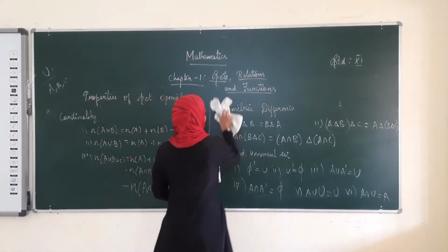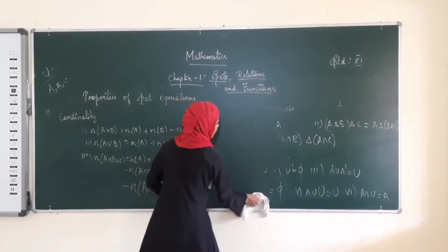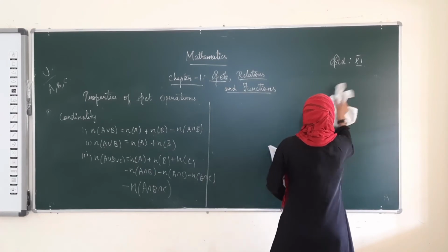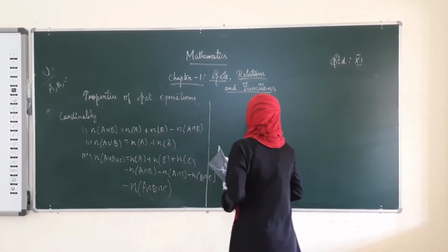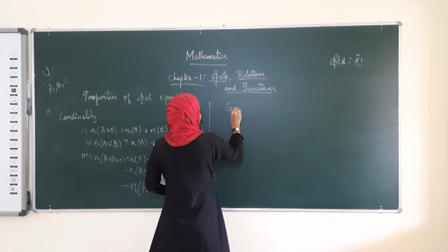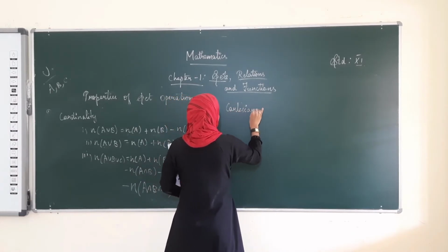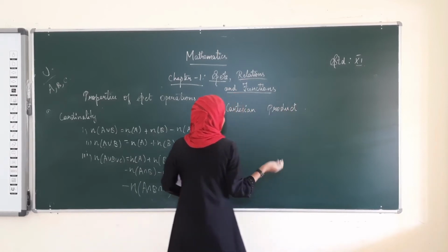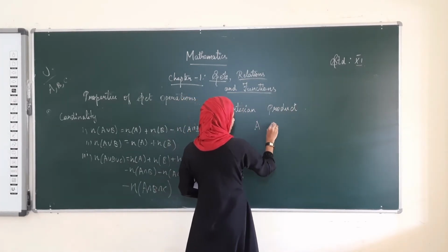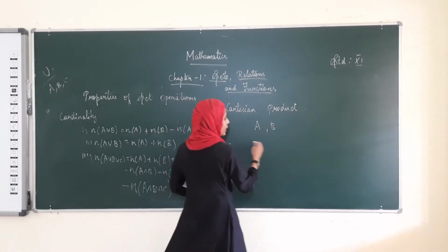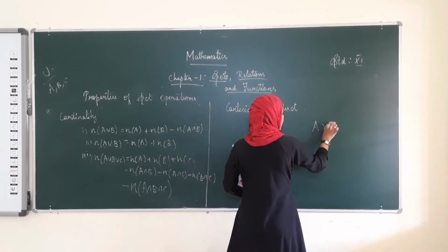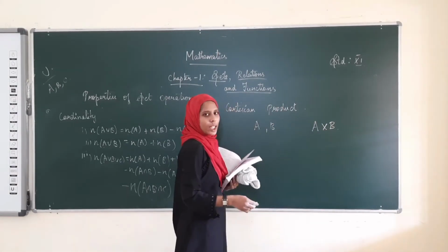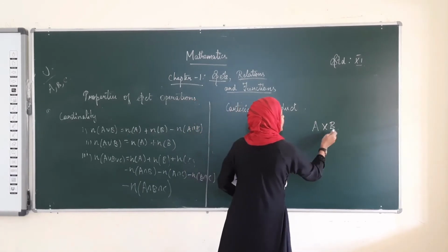Okay. Next, we are moving to the Cartesian product. What is Cartesian product? How is it referred to? See here, Cartesian product. How can we refer to it? If we have 2 sets A and B, then the Cartesian product of these 2 sets A and B is referred to as A cross B. We should not say this as A multiplied by B or A into B. This is A cross B.